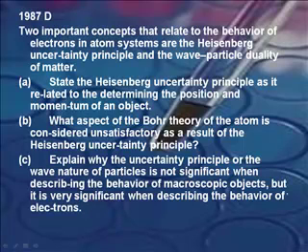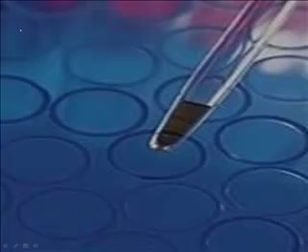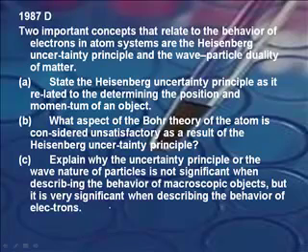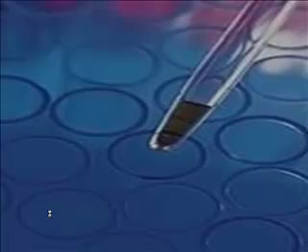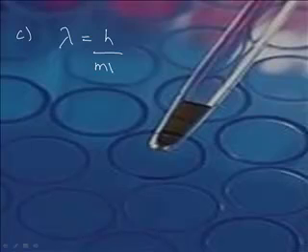Explain why the uncertainty or the wave nature is not significant when describing the behavior of macroscopic objects, but is very significant when describing the behavior of electrons. On that one, the key thing, we talked about the de Broglie wavelength. I would explain this in terms of the de Broglie equation. In the de Broglie equation, the wavelength is equal to h over mv. So the wavelength of anything is equal to h. And if you recall, h is a very, very small number, 6.6 times 10 to the minus 34, something like that.